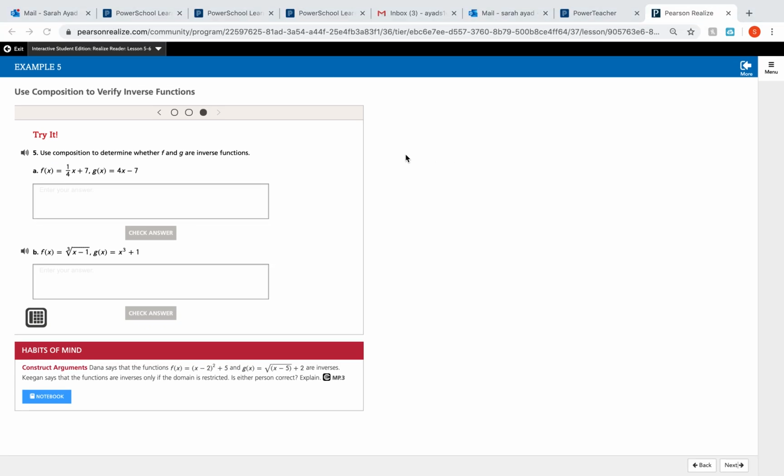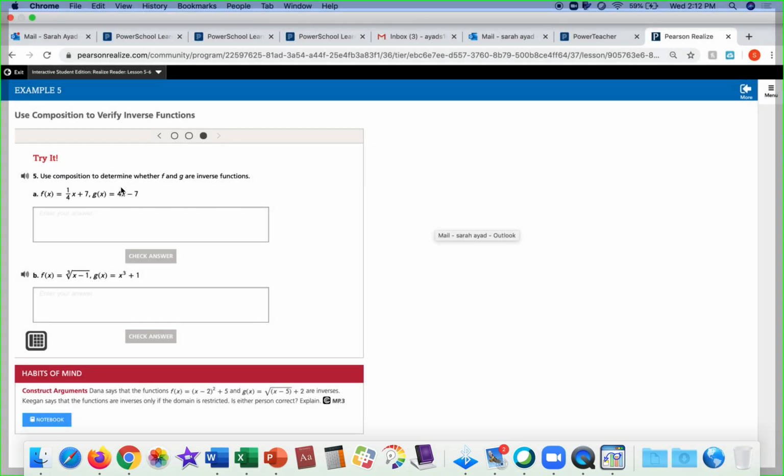Alright, so looking at 5a here, I'm going to do f of g of x, g of f of x. This is the only way to verify. Do not find the inverse when it's saying determine, right? We're going to then prove it. So here's how we prove it.